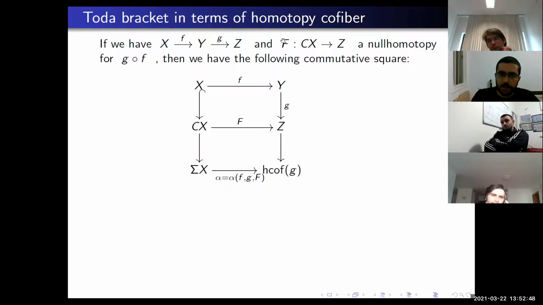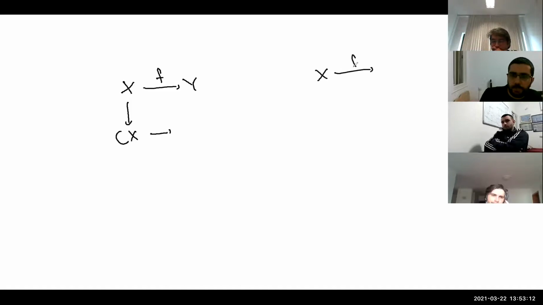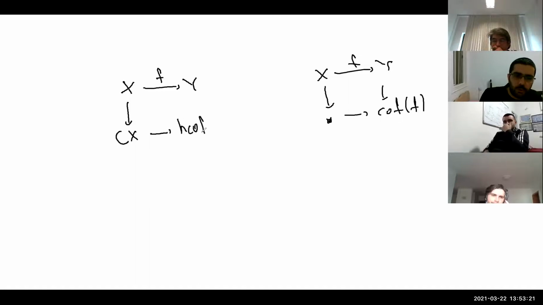You know what I mean by the homotopy cofiber? I mean this model of the homotopy cofiber. I can write here, if I have a map, for example F, then I mean by the homotopy cofiber this model, which is a pushout of this. Okay, so this is a cofiber. It is a pushout of this, and this is the homotopy cofiber.